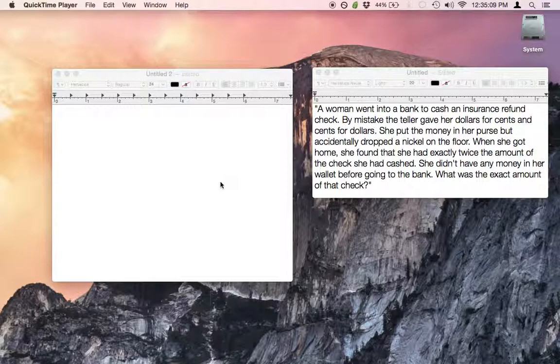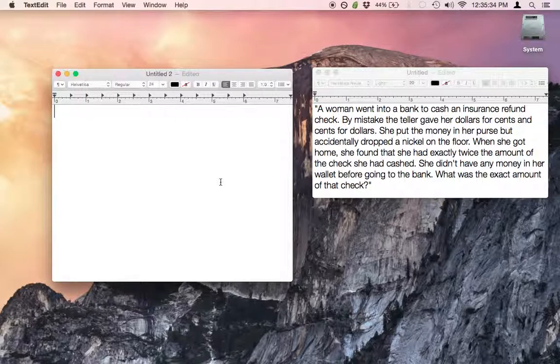The first thing we need to recognize is that there are two totals in this problem. One is the total amount of the check that she went to cash. The other is the total amount of money that she had when she came home, or perhaps the total amount of money that the banker gave her after she cashed the check. We're going to try to construct some equations to represent the information in this problem.